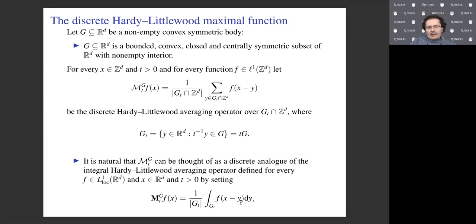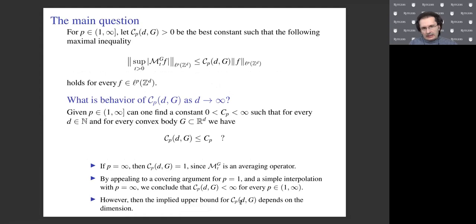And now the main question concerns the behavior of the optimal constant in the maximal inequality corresponding to this discrete operator, as well as the continuous one. But let me first start with the discrete one. So C_p(d, G) is the best constant in this inequality. And the question is about the behavior of this constant when d goes to infinity. And so more precisely, for a given p, which is a parameter between one and infinity, including infinity, we ask about the existence of the universal constant such that for every dimension and every convex symmetric body, we have this inequality.